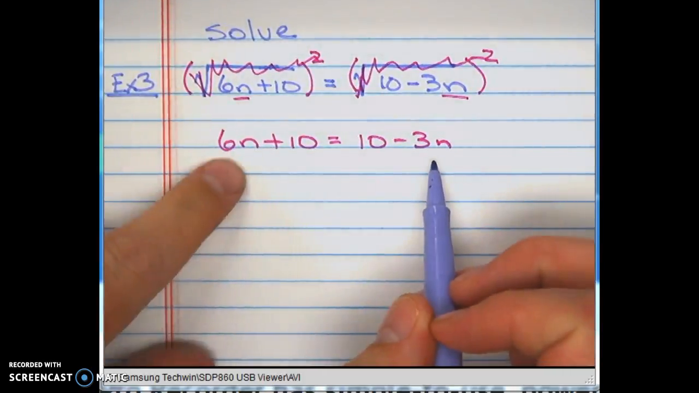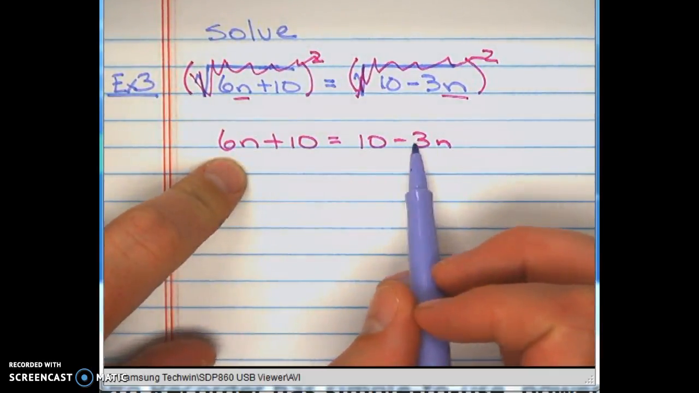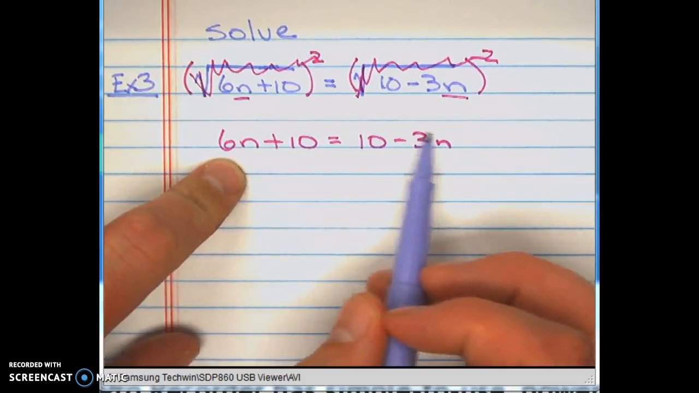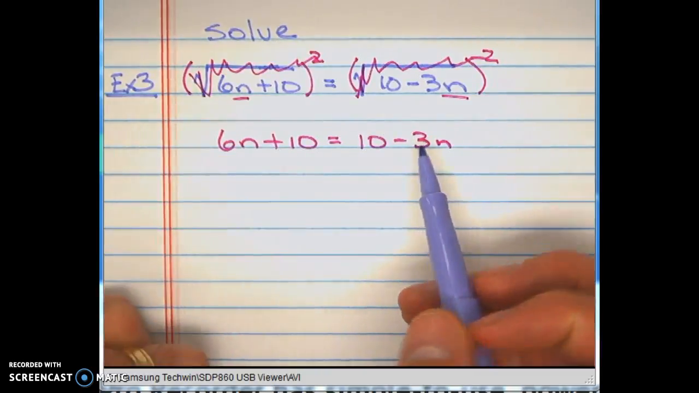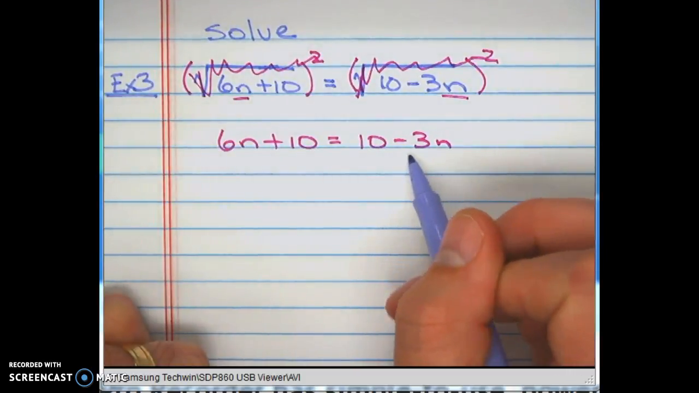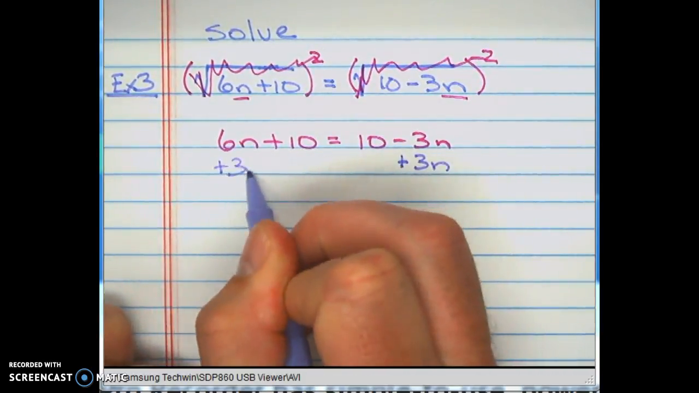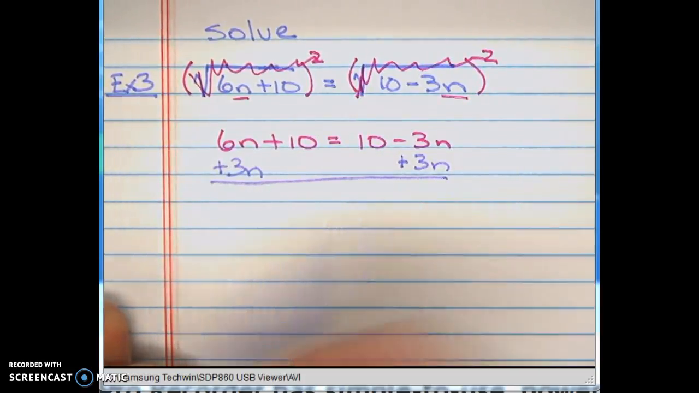The most common way we solve when there's variables on both sides is to get rid of one of them. We could subtract 6n from this side, but I always like to get rid of the smaller variable just because we don't have to deal with negative numbers. So to get rid of a negative 3n, we're going to add 3n. Whatever we do to one side, we do to the other, so we're going to add 3n to both sides.